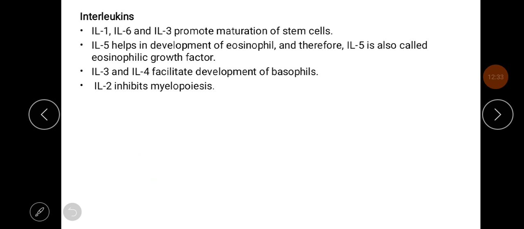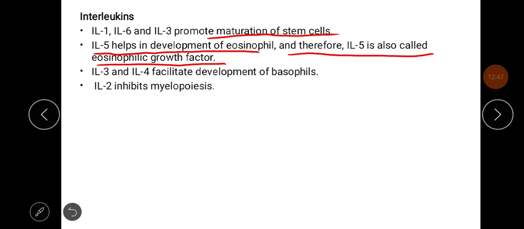Interleukin 1, 6, and 3 promote maturation of the stem cells. Interleukin 5 helps in the development of eosinophils, and therefore interleukin 5 is also called eosinophilic growth factor. Interleukin 3 and 4 facilitate development of basophils. Interleukin 2 inhibits myelopoiesis.